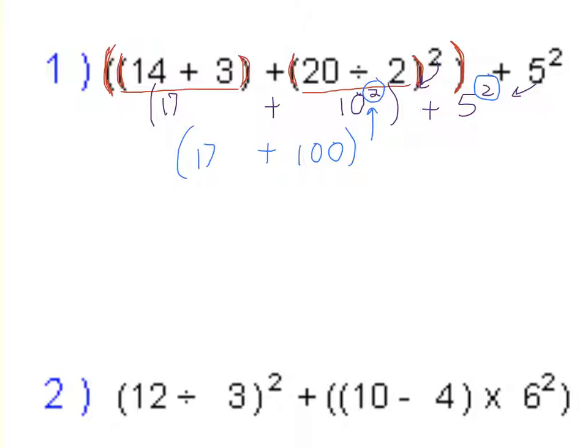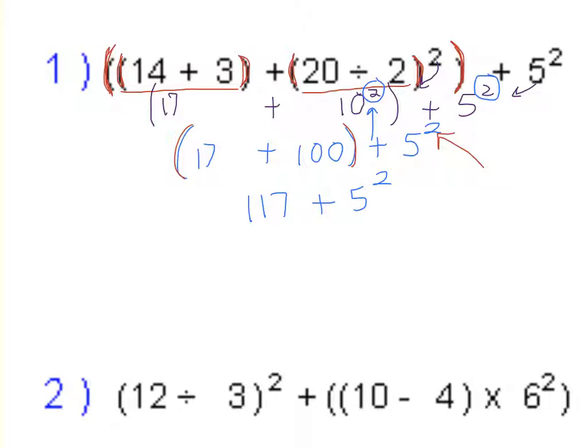Still in parentheses. I'm going to bring my 5 squared down. We cannot work on this exponent here because we still have parentheses to deal with. So let's continue on down. 17 plus 100 is 117. And now, since I have just a number, the parentheses are going to go away. I'm going to bring down my 5 squared.